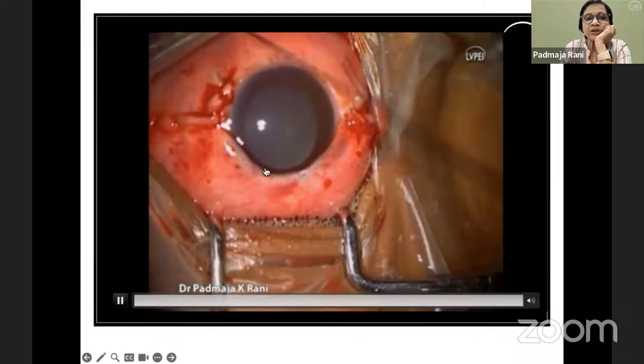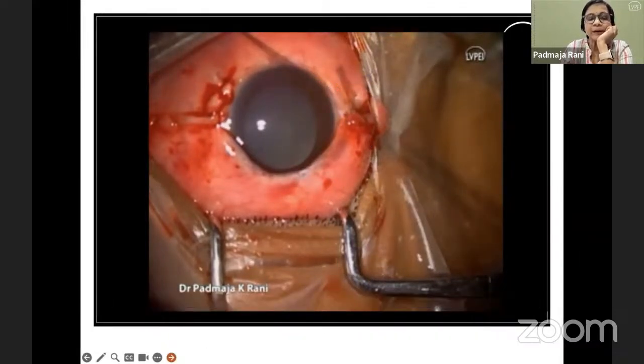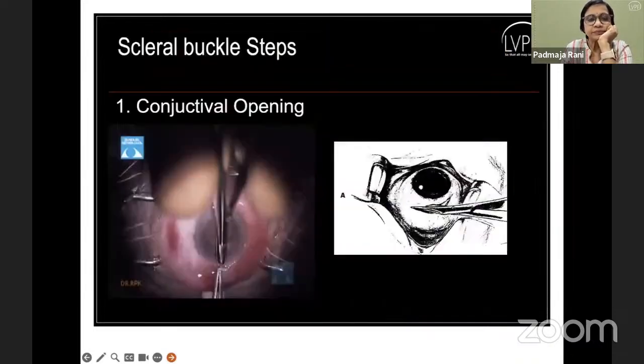And then meticulous closure of the conjunctiva is very important, because here you are leaving a material permanently in the eye. So for the conjunctival opening, usually I do it around the limbus, but sometimes if you have any glaucoma-related bleb or something there, one can do a posterior peritomy and then do a continuous closure.